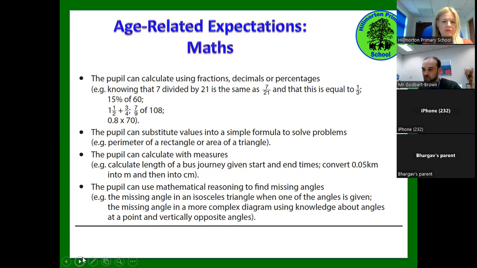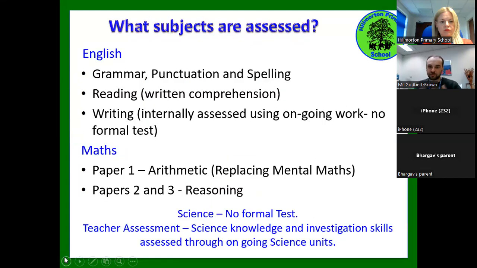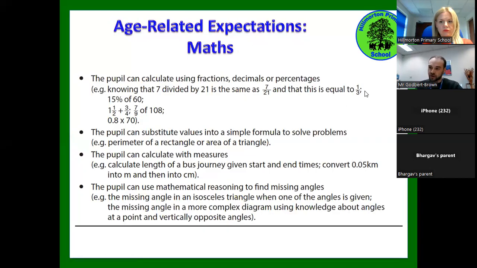There's more fractions, decimals, and percentages. We've got using perimeter and area, calculating, and loads and loads of different areas that they've been learning all the way throughout Key Stage 2 that contribute to them getting that age-related expectation in maths. And these are split across all 3 of those papers.